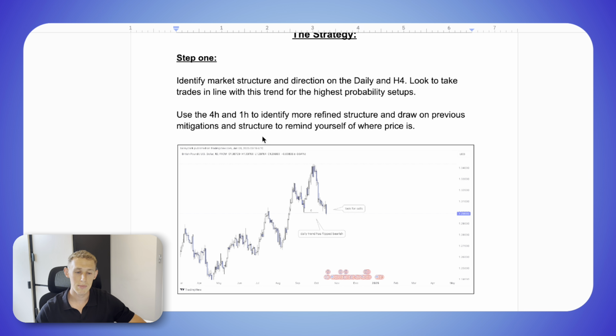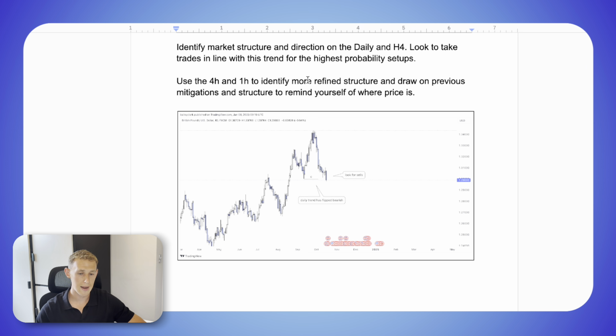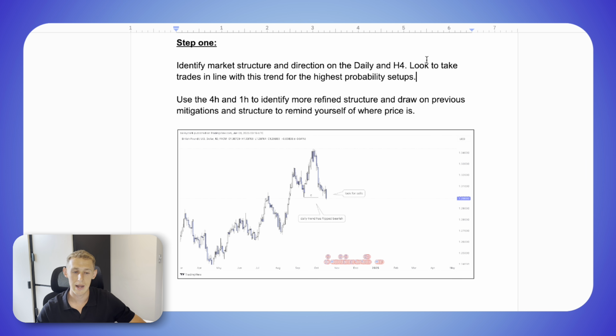And then I'm only looking to take trades in line with this trend in order to get the highest probability setups only. This is one of the things I also emphasize to everybody inside VIP, which is that in order to become consistently profitable and make a decent amount of money from trading, it's not about how many trades you take, but about focusing on only A+ quality setups, which come around 5 to 8 times per month.